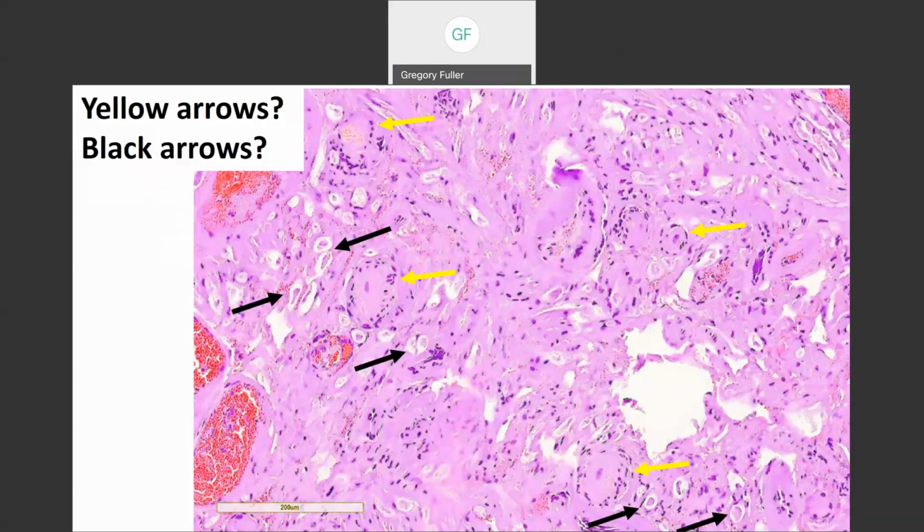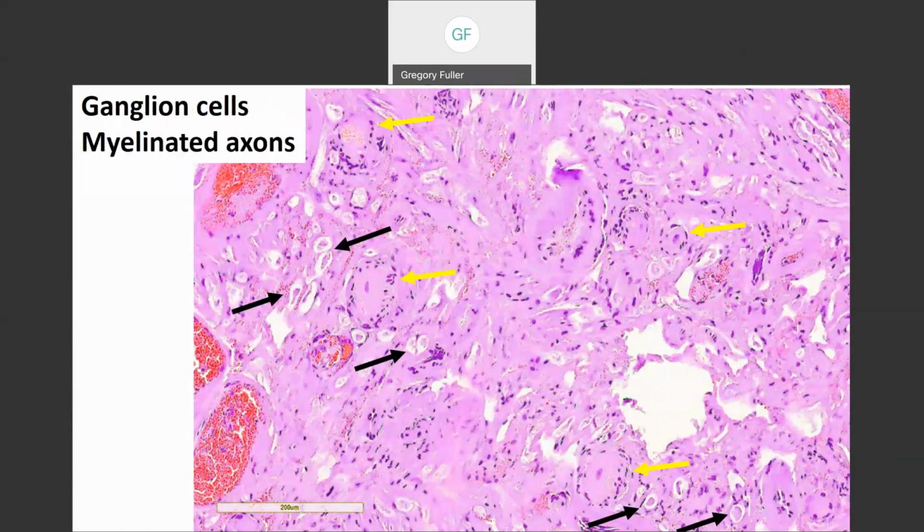This is a favorite question of Dr. Lauren Langford, professor of pathology, neuropathologist at the Cancer Center, to ask. You cannot see unmyelinated axons with the naked eye. That requires thin sections, epon embedded, in electron microscopy. Very good. Ganglion cells and myelinated axons.